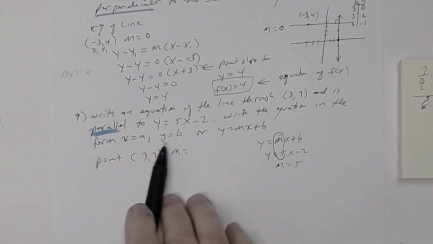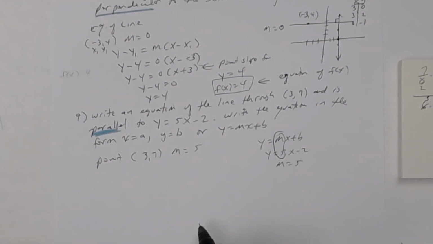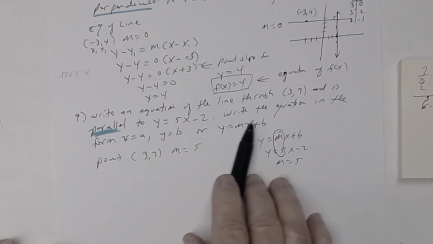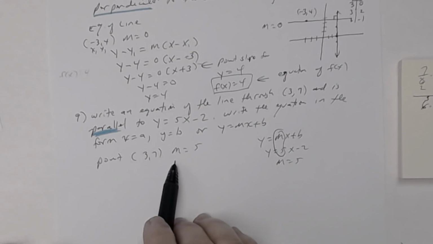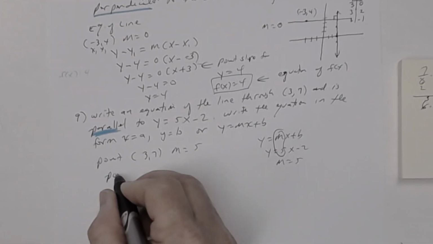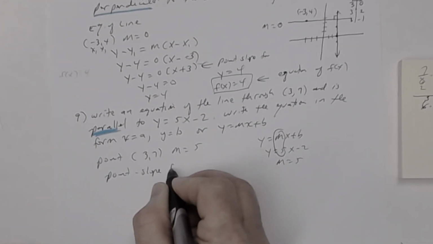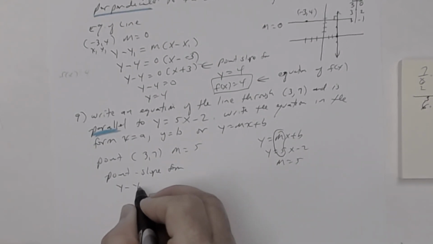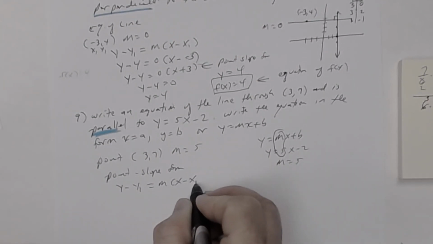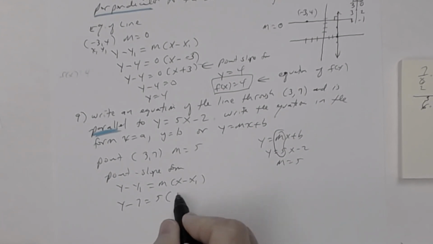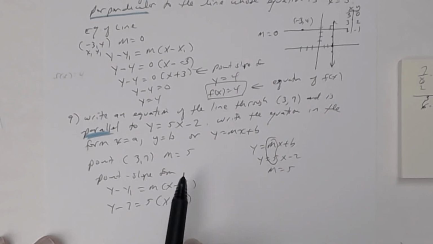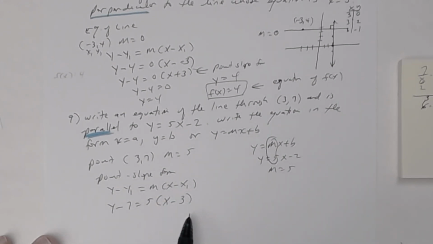Well, if they're parallel, that means the slope of this line is also 5. And you want to write this in one of these forms. So let's first put it in point slope form, which is y minus y1 equals the slope times x minus x1. So here's your x1, here's your y1. I get y minus y1, which is 7, equals the slope, which is 5, times x subtract x1, which is 3. Now remember, the directions didn't say anything about leaving the answer in point slope form.